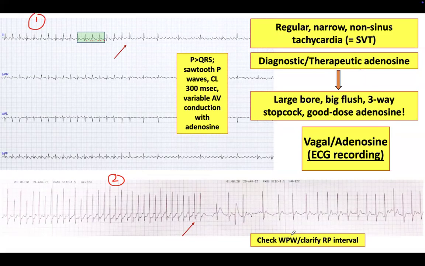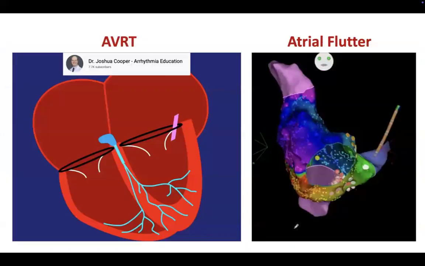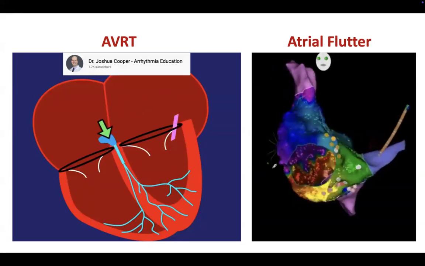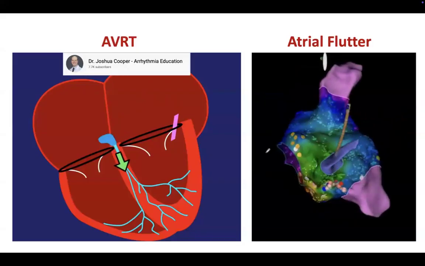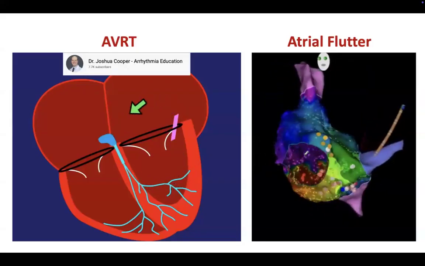WPW, delta, and then also you can clarify the RP interval like we said before. Anyways, just really quick, AVRT just means you're going down the AV node, up an accessory pathway. This is called orthodromic AVRT. Sometimes it goes the other way around, but most commonly it goes down the AV node, up the accessory pathway. Hence, it's a narrow complex tachycardia because you're going down the AV node, engaging your His-Purkinje system. And flutter just means there's a tachycardia that's rotating around, if it's typical, around your tricuspid valve, and hence the AV node is not part of the circuit.